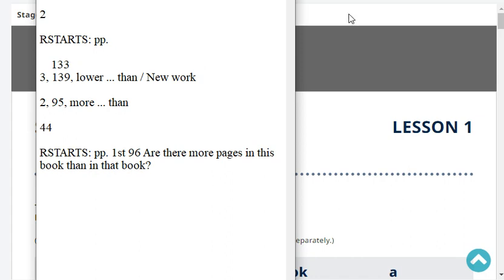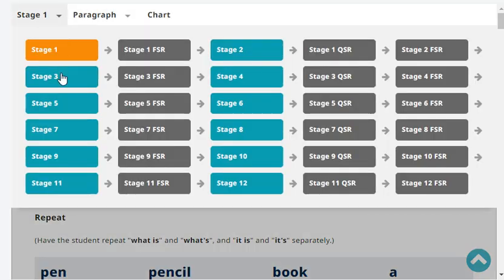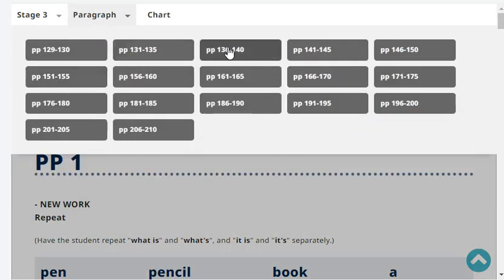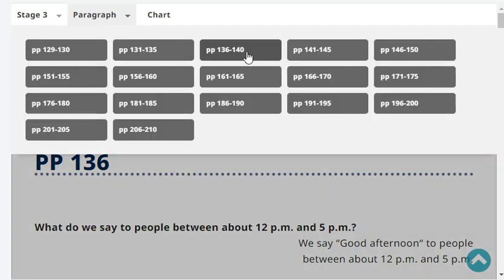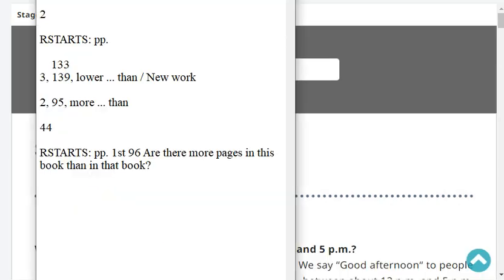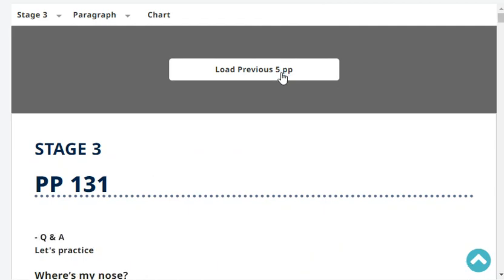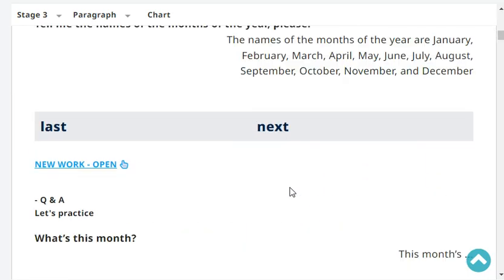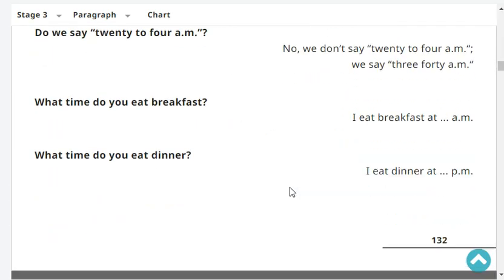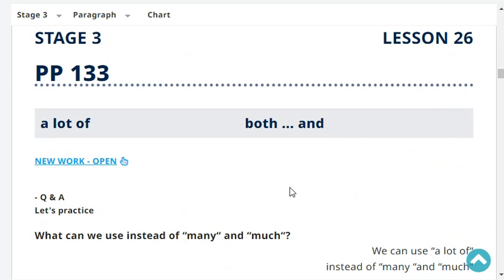Yes, we are at stage 3, paragraph page 139. Okay, and our last head word was lower than, newer type of lesson. Okay, let's start with revision. Ready? Yes. Okay, tell me when you need to drink water, okay? Yes. Okay, here we go.